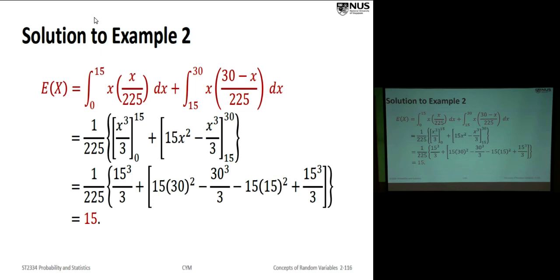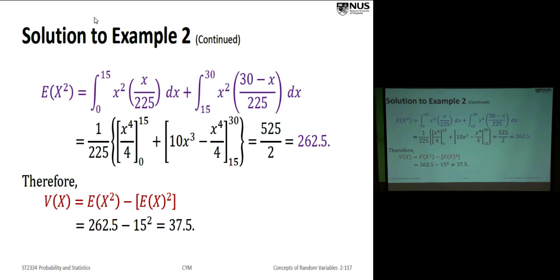So this one is straightforward. I've just got 15 to the power 3 over 3. And this one I evaluate, first of all, this function at 30. That's what you're doing there. And you subtract the evaluation of this function at 15. So I get minus this one. Okay? And you put all those numbers into this equation, and you get back the number 15 for the expectation of x.